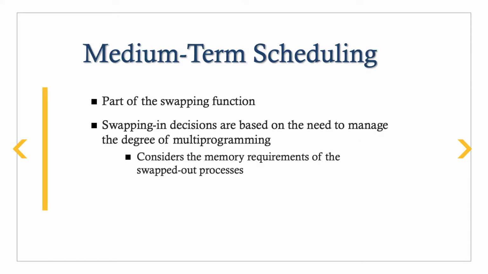Now, medium-term scheduling is part of the swapping function. The swapping-in decisions are made based on the need to manage the degree of multiprogramming again. It's going to consider the memory requirements of the swapped-out processes. And remember, this is where we're talking about going from suspend states, right? If we're going to go from ready suspend to ready or blocked suspend to blocked, this is the scheduling piece that's dealing with that. That's dealing with when we swap something into or out of active memory so that it can be ready to go on the processor.